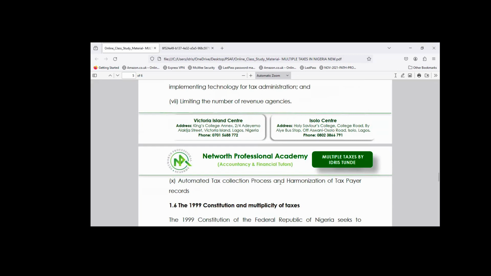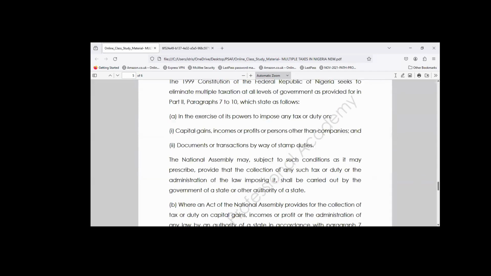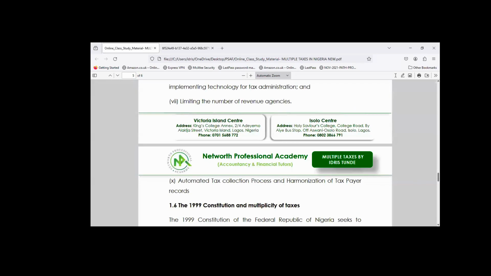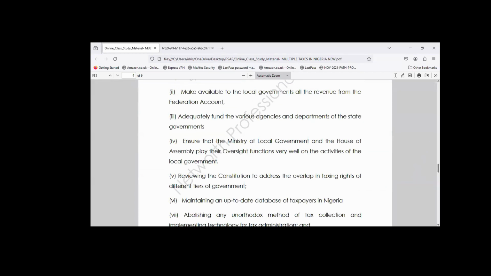Automated tax collection process. By using IT to collect tax, it will reduce multiple taxes in Nigeria. So the use of IT to collect tax. Of recent, FIRS introduced what is called Tax Promax. Lagos State has its own e-tax system. All these automated tax systems can address problems of multiple taxes in Nigeria.